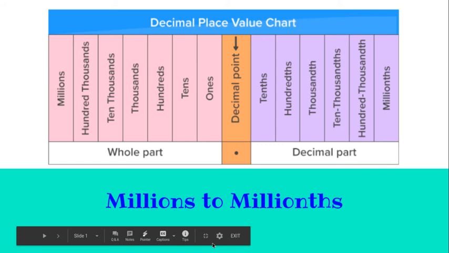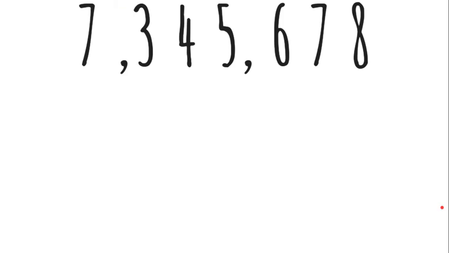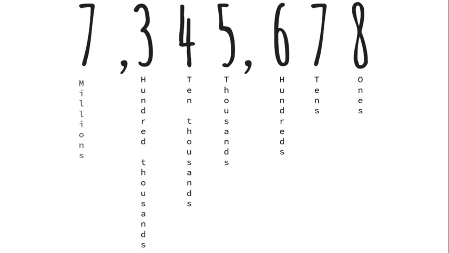Hi, everybody. Today, we're going to cover place value from millions to millionths. We're going to start with this number here. And just like always, we're going to look at our place value starting from the right and working our way to the left. Ones, tens, hundreds, thousands, 10,000s, 100,000s, and millions.